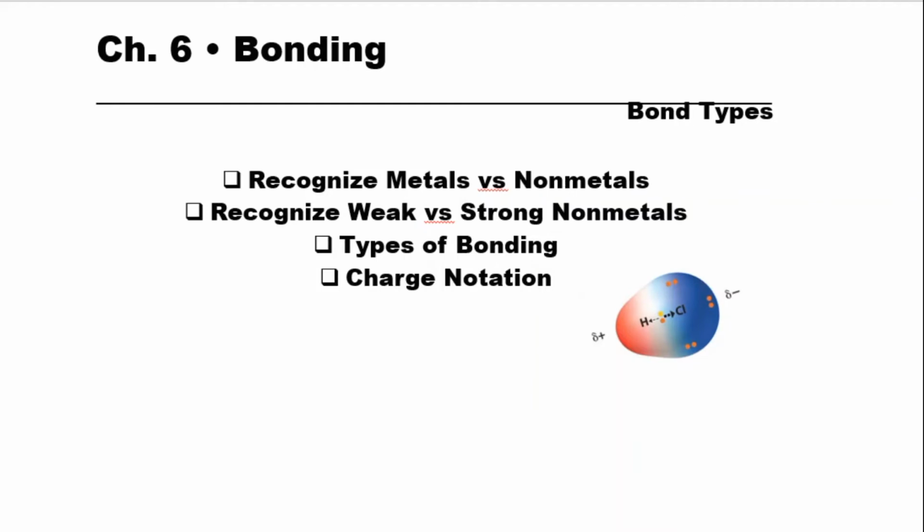So welcome to Chapter 6 Bonding Review. We're going to go over the bond types that you're going to run into. By the end of this, you should be able to recognize metals versus nonmetals, and weak versus strong nonmetals. And then also the different types of bonds, right? There are 4 main types of bonds that we've learned in class, and there are also different charge notations to be aware of.